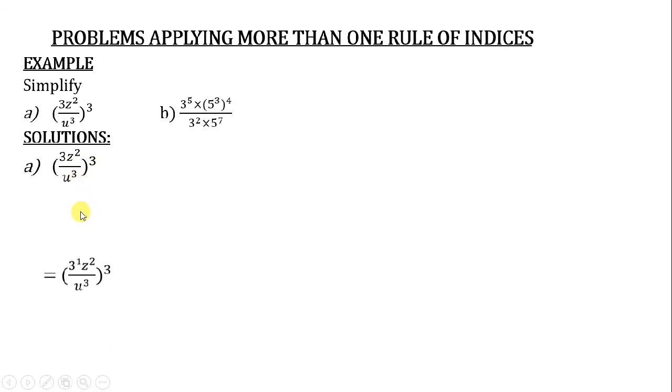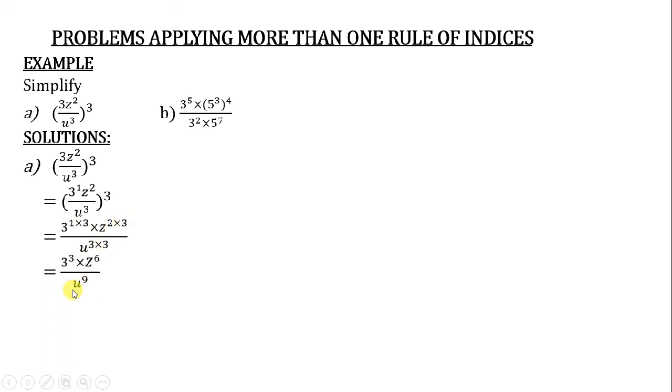What are we supposed to do? Express 3 in power form by raising it to the power what? 1. Then using the index of an index, all these powers, power 1, power 2, power 3, are supposed to be multiplied by what? By 3. So we are going to get rid of those brackets by multiplying each of the powers by 3. So we have 1 times 3, 2 times 3, and 3 times 3. What are we going to get?